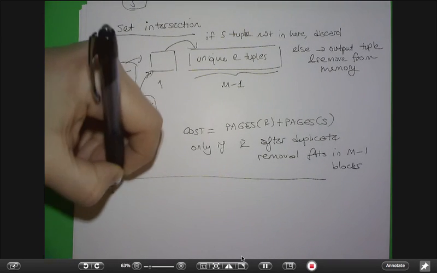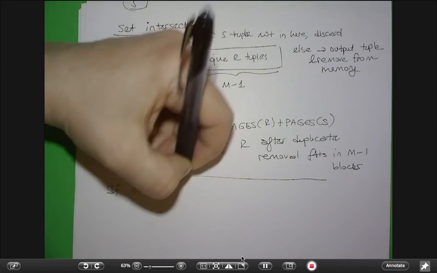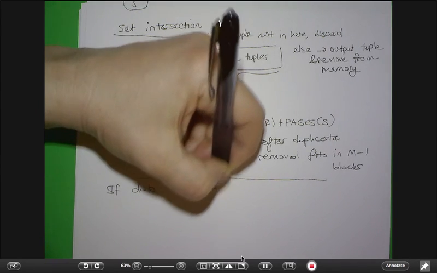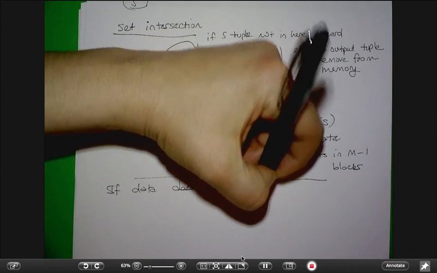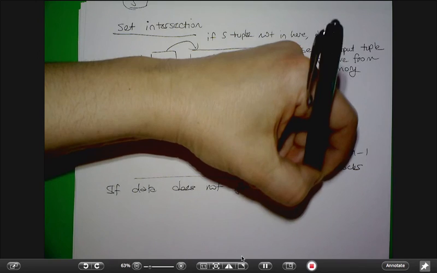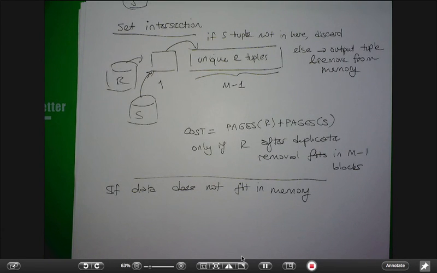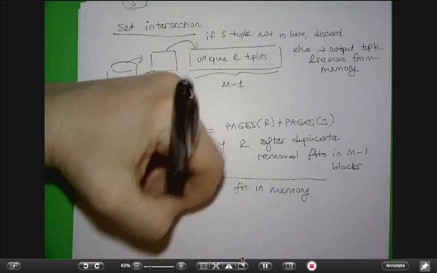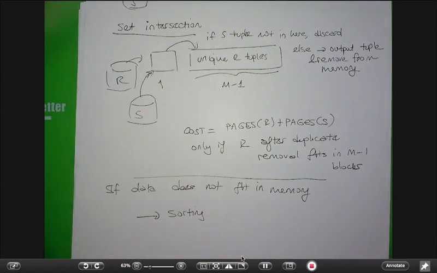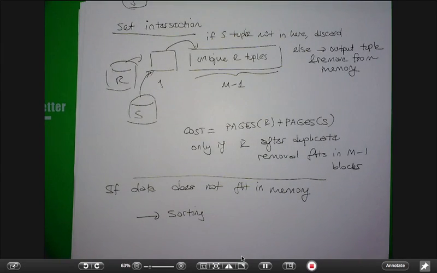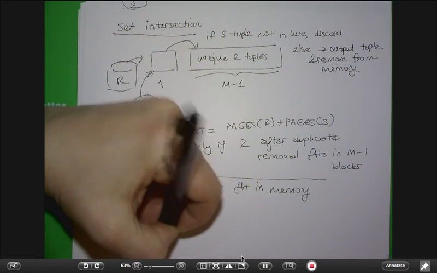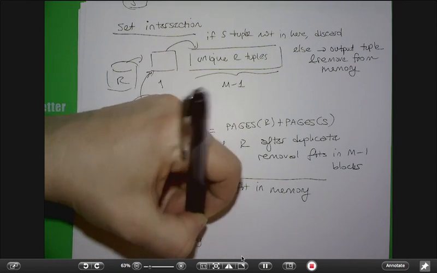If data does not fit in memory, we are going to see two basic strategies. One is sorting. And when you sort data, it's going to be useful not just for that specific operation, but maybe other operations down the line. Or if you don't want to do sorting, we're going to talk about hashing. And hashing is also equally useful.